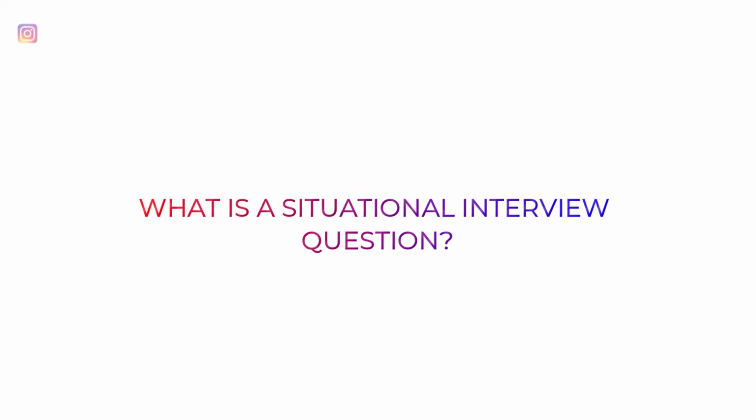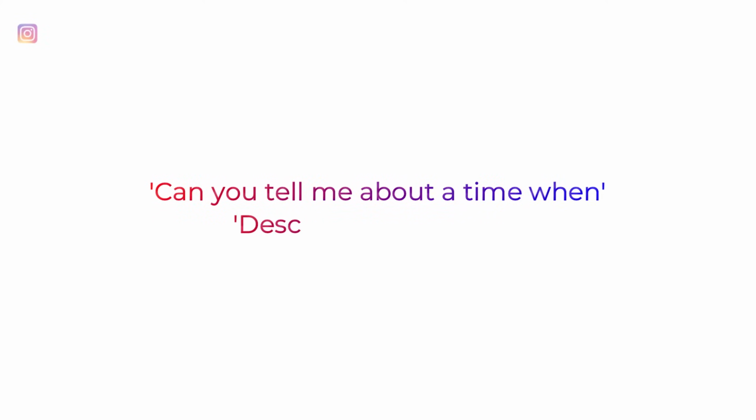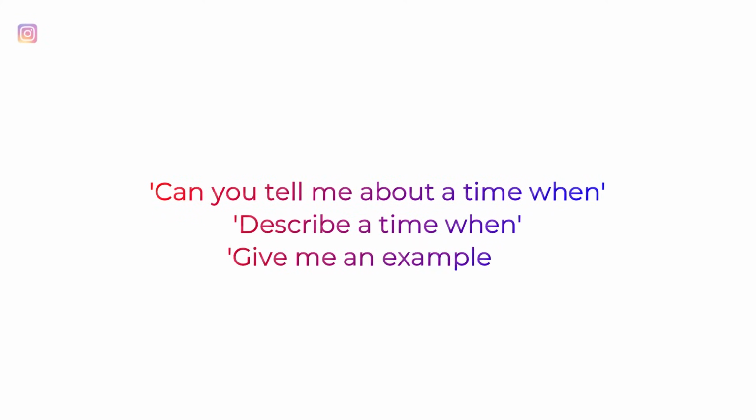A situational question is a question that relates to a specific situation, and you would need to explain what happened and how you handled it or how you reacted. In some cases, there'll be follow-up questions such as what did you learn or what might you change if you could, but that's the core of it. They typically start with, can you tell me about a time when? Describe a time when. Give me an example of, or something similar.